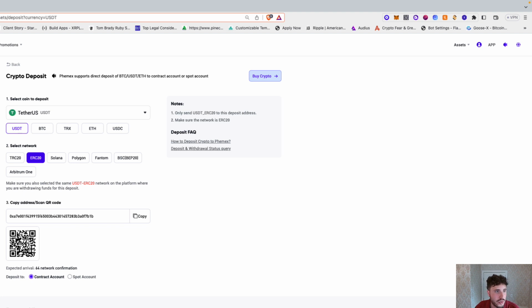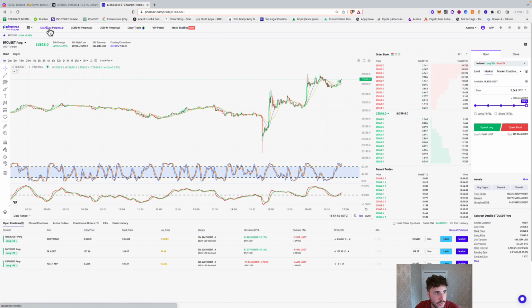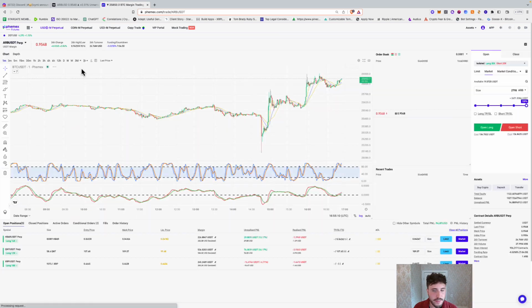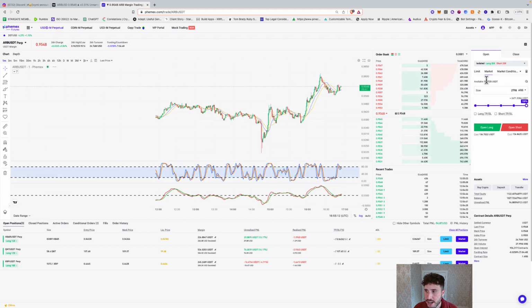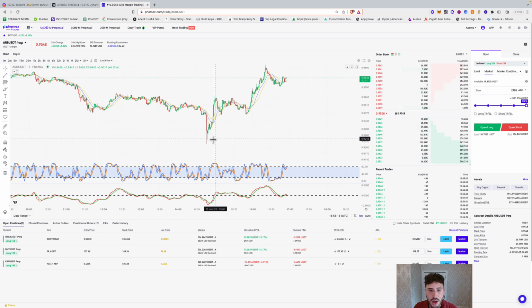You then go to the chart here, and you want to go to USDS, which means USD stablecoin margin perpetual. Then I'm going to search for Arbitrum. So ARB-USDT. Yep, I got my USDT in here, around $20. I'm noticing that it's breaking up above the trend line. So what I'll do is I want to place this long.